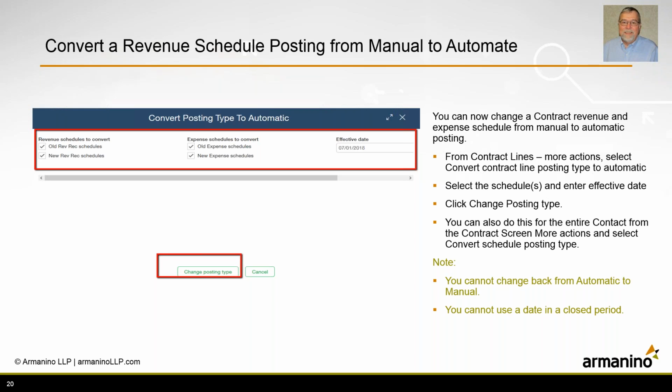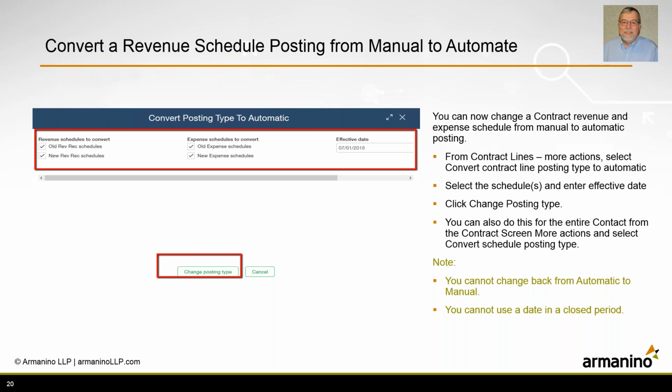All right. Convert a revenue schedule posting from manual to automatic. Many times when you're first starting out, either on the contract module or maybe just first starting out on a particular contract, you like to set things up so that you're controlling them manually, the posting of it and the moving of the contract through its steps. And previously with Intacct, when you set something up manually, it stayed manual for the life of the contract.